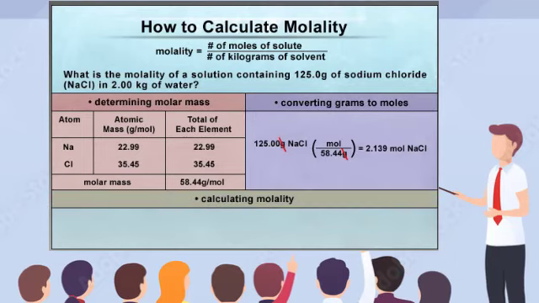Now set up the remainder of the problem so that your answer will be left in units of molality, or moles of solute per kilogram of solvent. This is simply done by placing the 2 kilograms of water in the denominator position. The molal concentration of this sodium chloride solution is 1.07 moles of sodium chloride per kilogram of water.